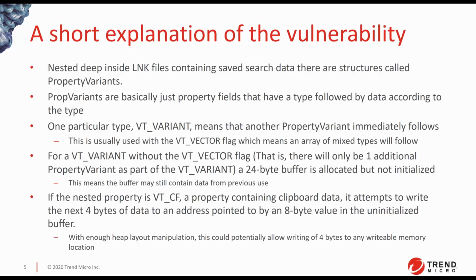However, when you encounter a VT_VARIANT that doesn't have that flag set, so there's only going to be one additional prop variant as part of the VT_VARIANT, it allocates a 24-byte buffer and doesn't initialize it. What that means is that the buffer may still contain data from previous use of that memory location. Now, if the nested property is VT_CF, which is a property that's supposed to contain clipboard data, it attempts to write the next 4 bytes of data from the file to an address pointed to by an 8-byte value in the uninitialized buffer. So with enough heap layout manipulation, this could potentially allow writing of 4 bytes to any writable memory location, which is obviously pretty bad.